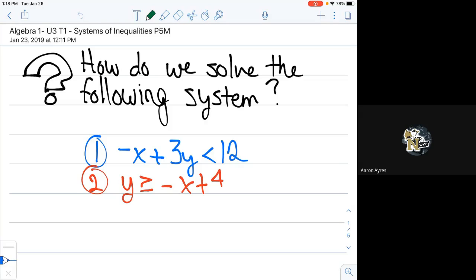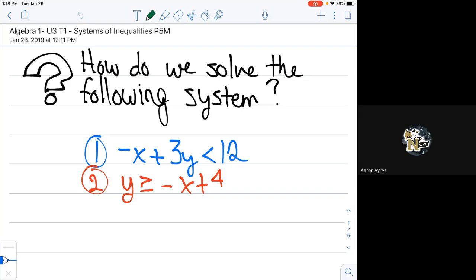You graph inequality 1. You're going to graph inequality 2. And I'm going to show you what happens when you do this. Okay, let's get going here. But yes, don't forget graphing.